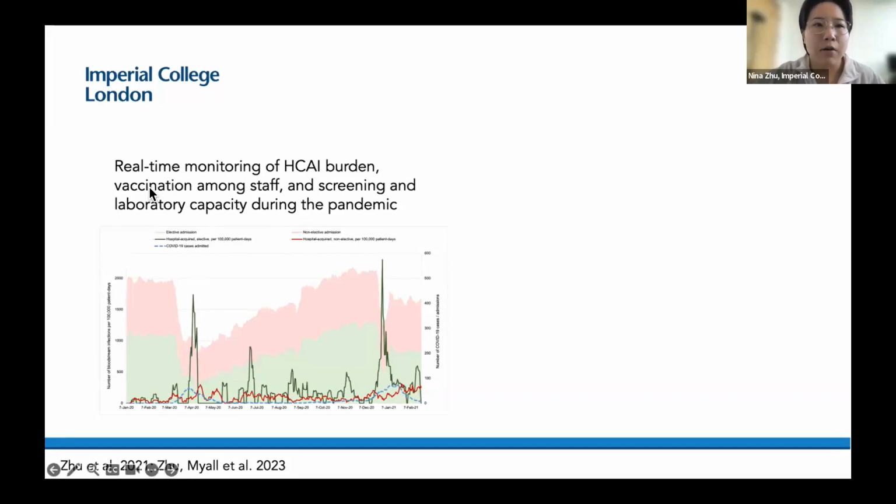It also allowed us to monitor laboratory capacity in real time, because during COVID all the testing was focused on SARS-CoV-2. But by monitoring the number of specimens we were processing every day in our labs, we know whether we could maintain screening and testing for other bacterial and fungal pathogens.